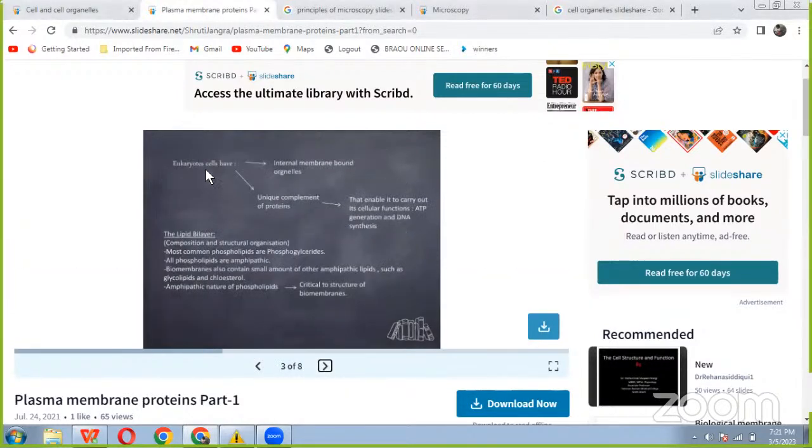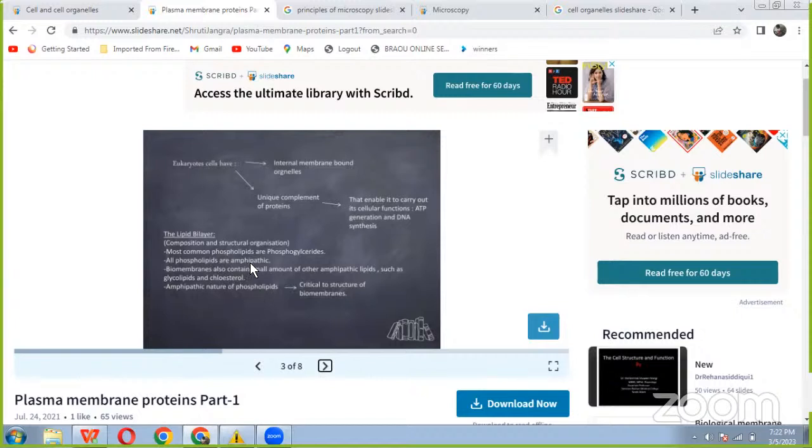Eukaryotic cells have internal membrane-bound organelles, and especially in eukaryotes, the unique component of some proteins enables them to carry out the main ATP generation and DNA synthesis. That is the internal membrane-bound organelles and the unique component of the protein. Next is the component of ATP generation and DNA synthesis, and the next one, the lipid bilayer. Already the lipid bilayer is the composition, structure and organization.